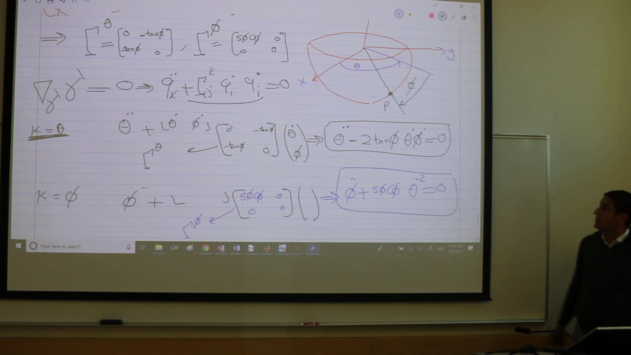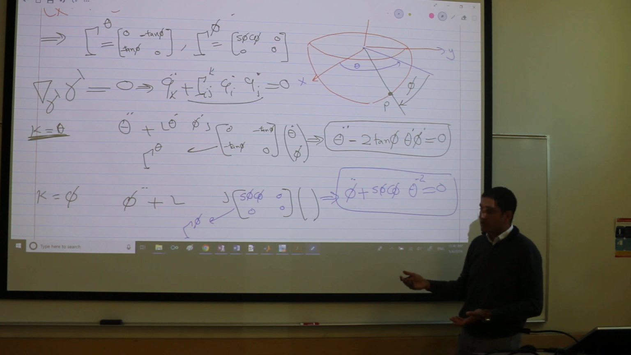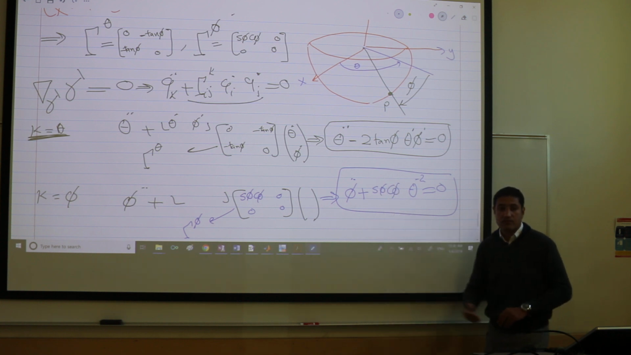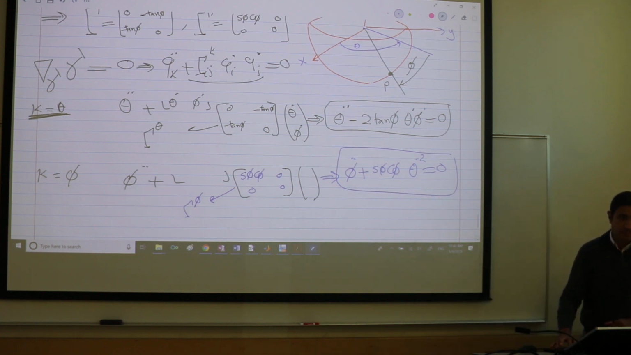Two equations whose solution will give you theta as a function of time, phi as a function of time, right? So lumped together is a curve as a function of time. This curve is your straight line. Okay? Any question about that so far? Any questions?